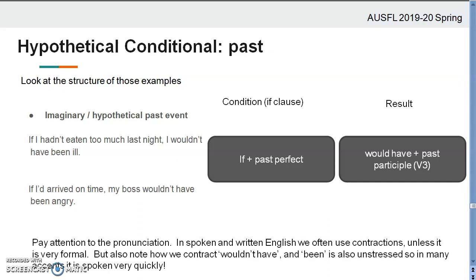Pay attention to the pronunciation and the usage of this. In spoken and written English, we often use contractions unless it's very formal, but be very careful with how fast many speakers say it, especially the words like would not have and been, which, because it's a grammatical phrase in this sentence, is unstressed. It doesn't have a meaning like a noun or a verb. So, in this sentence, if I'd arrived on time, my boss wouldn't have been angry. Wouldn't have been. It's very fast. Many accents, especially native accents, will say it very quickly.